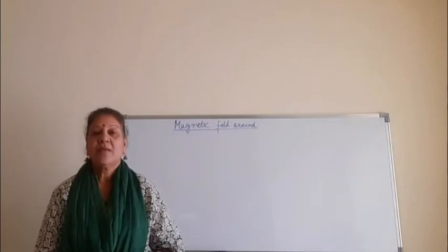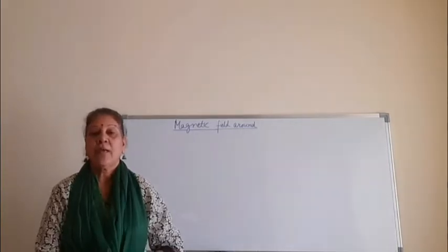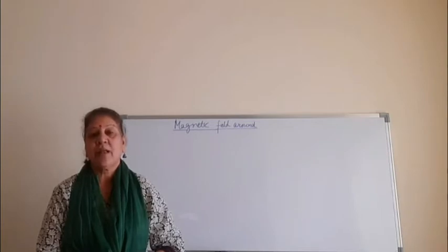In the previous class, I explained the terms magnetism, magnetic field, magnetic force, magnetic field lines, properties of magnetic field lines, magnetic field lines around a bar magnet, and the difference between a permanent magnet and an electromagnet. Today, I'm going to explain the magnetic field lines around a straight current carrying conductor, a circular loop of wire, and a solenoid. So without further delay, let's start the class.